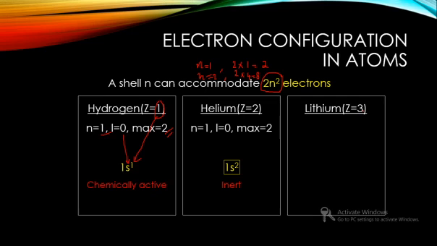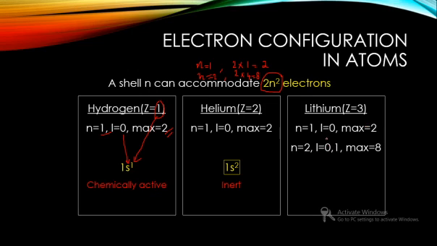So what are the possibilities? You can have n equal to 1, and corresponding to that, one subshell is given by l equal to 0, and the maximum value is given by 2. But you have 3 electrons to be represented. So one more orbit is to be considered, n equal to 2. So the possibilities for subshells are 2 subshells.